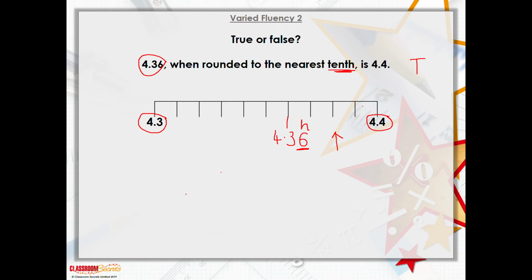So just to recap, when we're rounding to the nearest whole number, we look at the tenths column to determine whether we're rounding up or down. When we're rounding to the nearest tenth, we look at the hundredths column to determine whether we're rounding up or down. And that is very similar to when we are rounding whole numbers. We always look at the column to the right hand side.